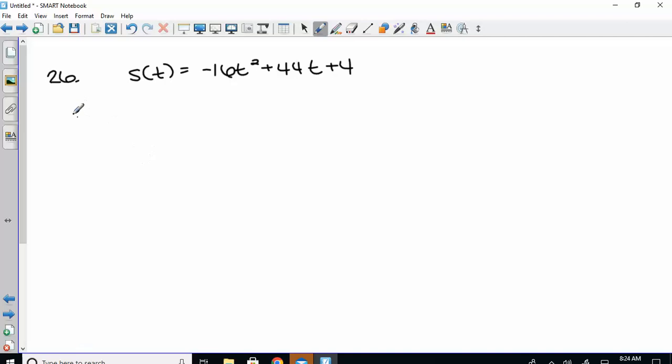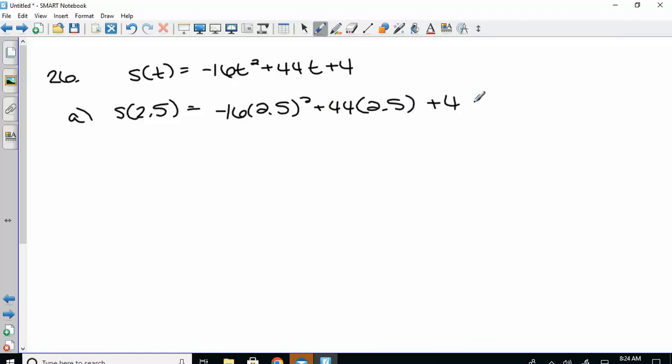Okay, so I gave you the equation. Part A says, what is S of 2.5? What is that telling me to do? Plug in 2.5 for the t. So you just grab your calculator, plug that in, and what do we get? 14. Okay, then I asked you to interpret it.